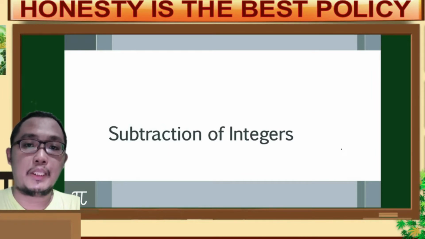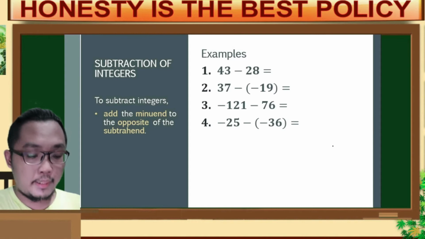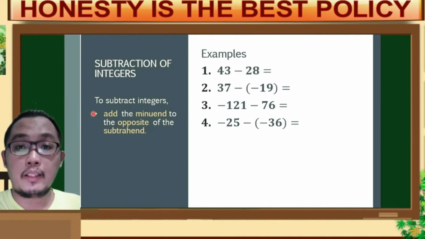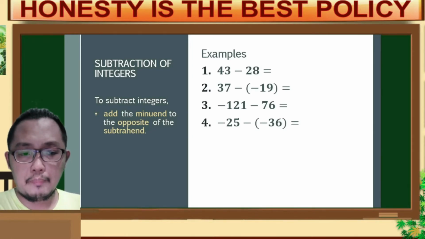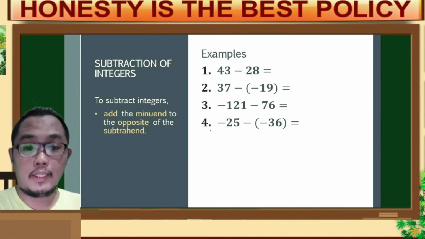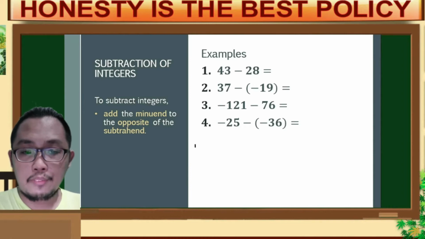And now let us proceed with subtraction of integers. And here is the rule for subtraction of integers. We add the minuend to the opposite of the subtrahend. And what do we mean by this minuend and subtrahend? So let us have the first example.